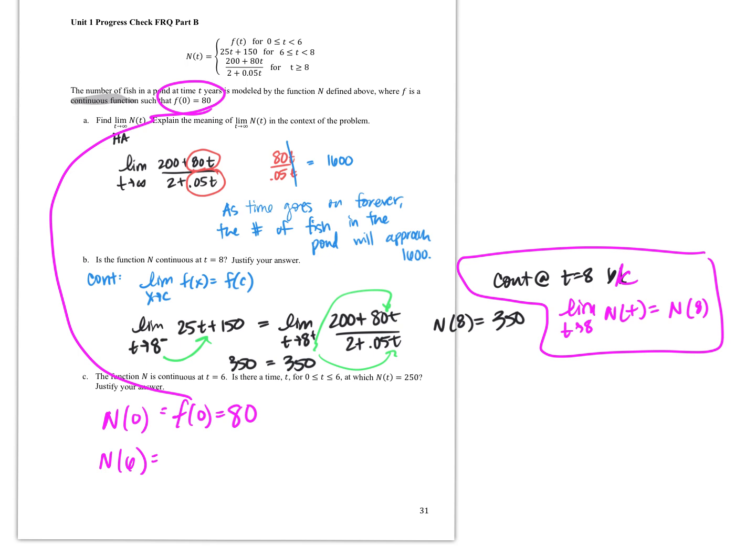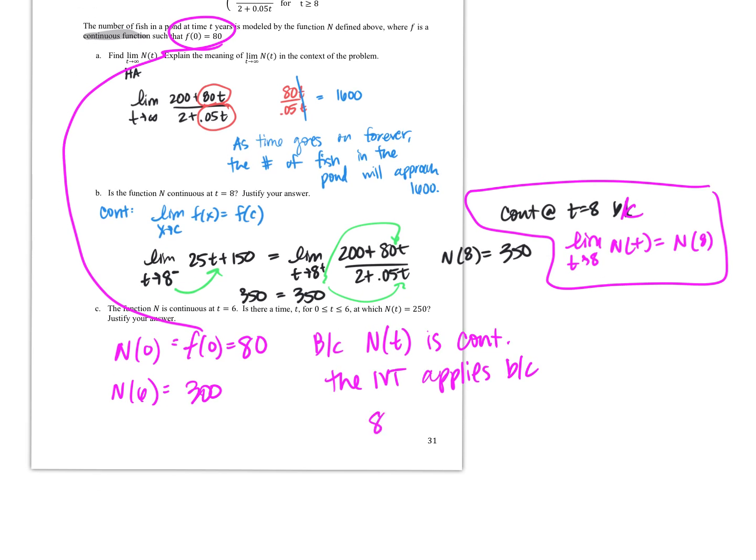What about n of 6, top, middle, or bottom? Middle. 25 times 6, 150 plus 150. Is that 300? What do we think, you guys? Does n of t have to equal 250? Yeah. And so we're going to say because n of t is continuous, the IVT, intermediate value theorem, applies because I would say 80 is less than or equal to 250 is less than or equal to 300.